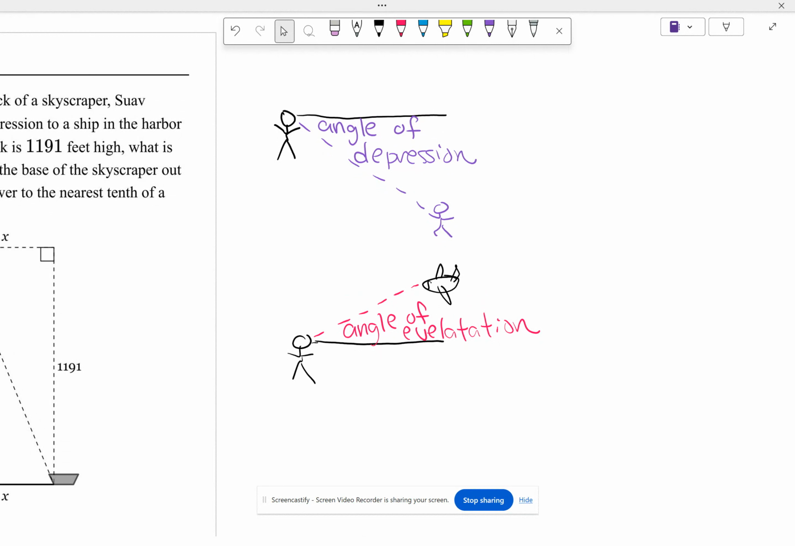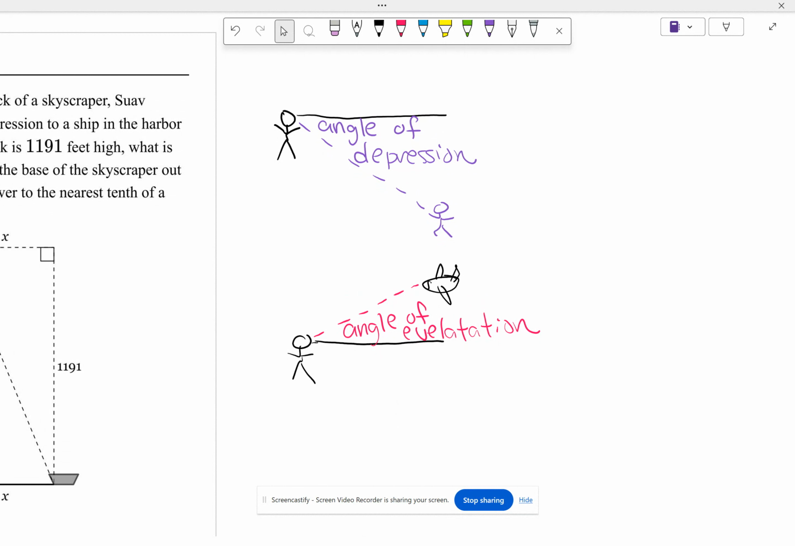Let's say I'm 5'4", and my eyes are at about 5 feet. If I'm looking straight out, that's not at an angle. If I am looking up at something, like the top of a tree, a plane, or a balloon, that creates an angle of elevation. That's what I have depicted here in the red type.